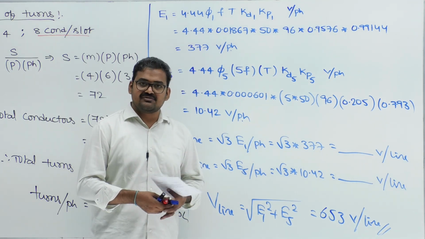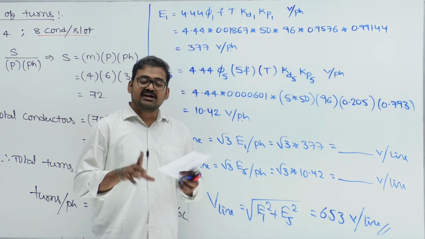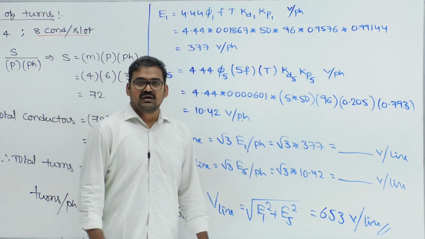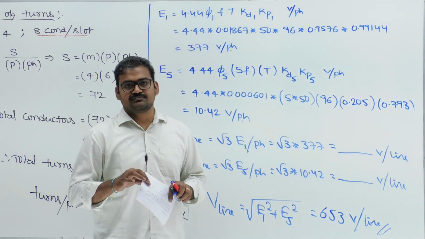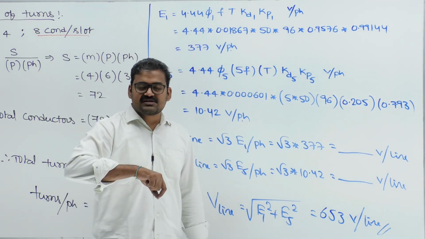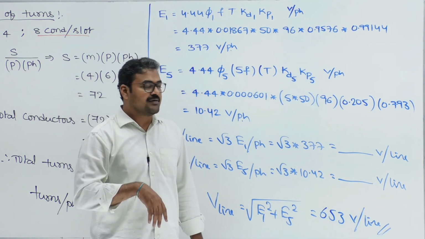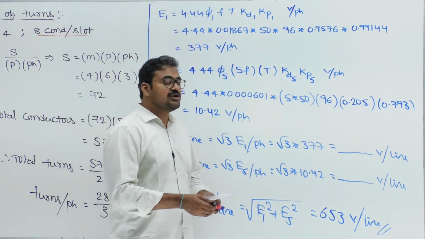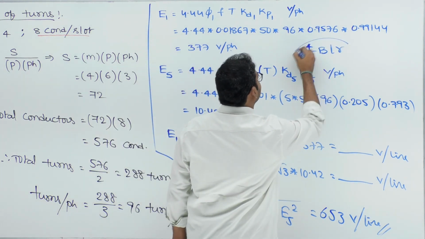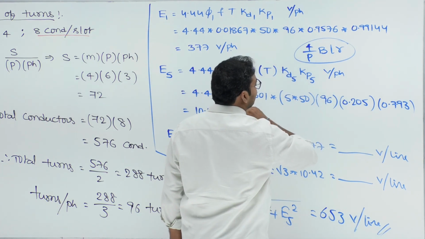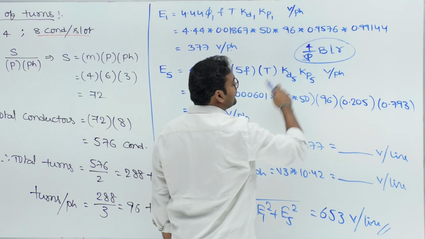Every problem I have selected here is important from the examination point of view. Different models we solved. When flux per pole is directly given, the problem becomes very simple. But when flux density is given, you have to find out flux per pole using the formula 4 by P into BLR. This is for fundamental. For third harmonic, 3P. Fifth harmonic, 5P. Like that you have to substitute.